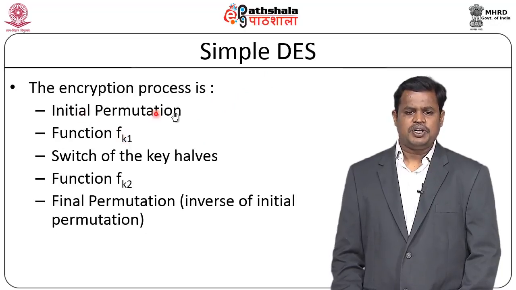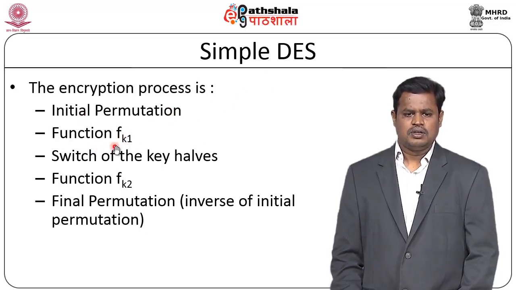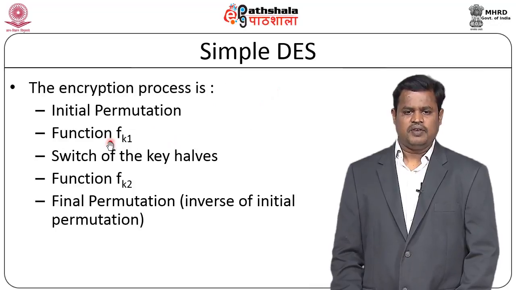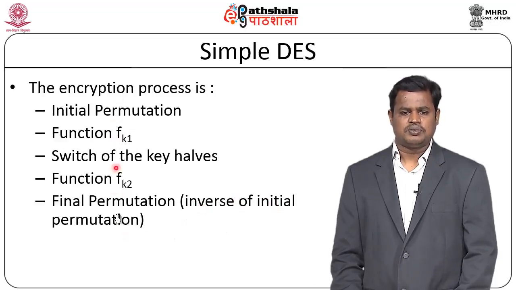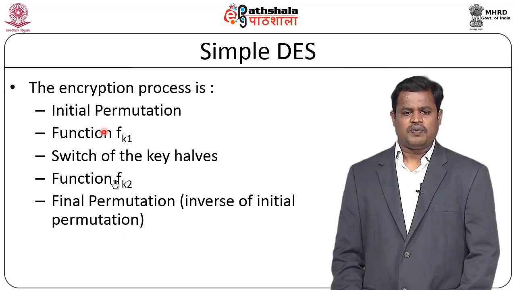So, we have the initial permutation function, because in the actual DES algorithm there are 16 rounds, but here we are going to take only 2 rounds: function f suffix k1 and f suffix k2, the switch of key halves, and then the final permutation, that is the inverse of your initial permutation. This is our encryption process. We have initial permutation and final permutation.